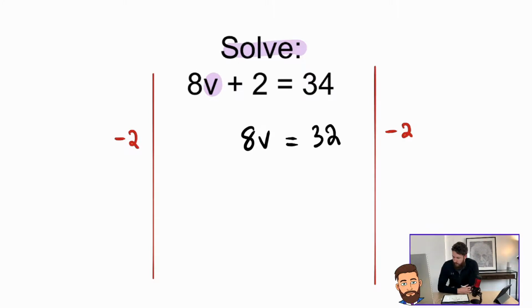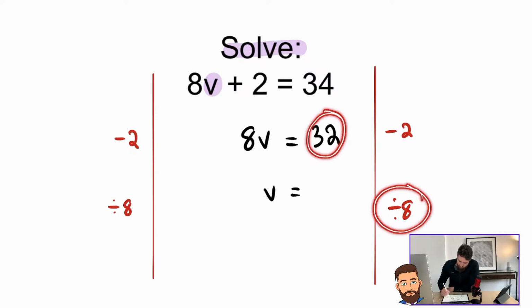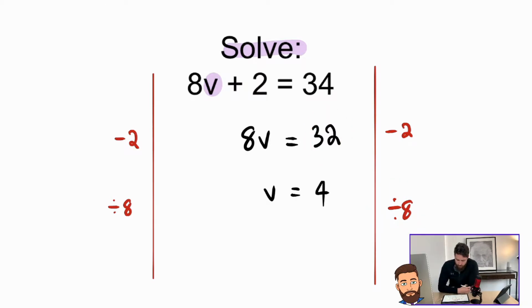I finally then need to get rid of this 8. Remember, 8v means 8 times v, and we do the opposite, so the opposite of timesing by 8 would be dividing by 8. So I divide both sides by 8, which will eliminate this 8, because 8 divided by 8 is 1, which is perfect because we want v on its own. And remember, a lot of students forget to do this side. 32 divided by 8 is 4, so the answer to that one is 4.